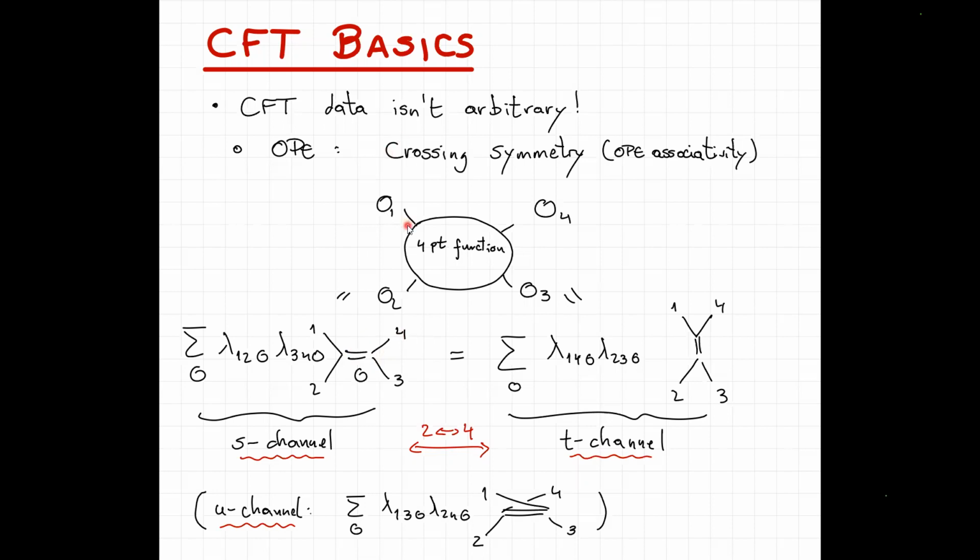So I could have done it like that, but of course I could also have taken the product of 1 with 4 and 2 with 3, and this would give me a different representation, which will involve different OPE coefficients. So now it's 1, 4, and 2, 3. But since it's the same 4-point function, these two representations have to match. This is usually called the S channel, and this is called the T channel. And there's also a U channel, where you take the product of 1 with 3. So these two things have to agree.